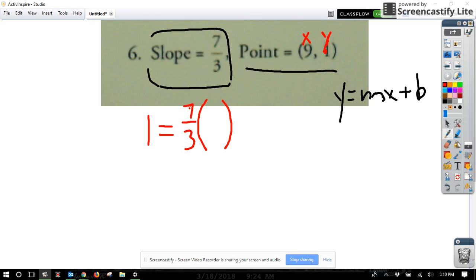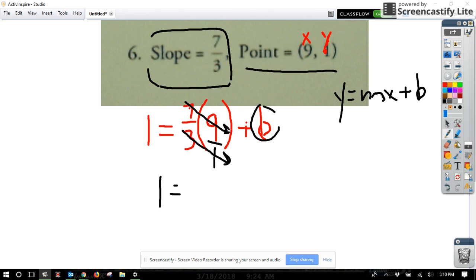Your x point is at 9, but we don't know where that crosses the y-axis. So what we're going to do here is solve for where that crosses the y-axis. So all we do is just a little bit of math. Now remember that a whole number times a fraction, put the whole number over 1, and then you just multiply straight across. Multiply the numerators, multiply the denominators.